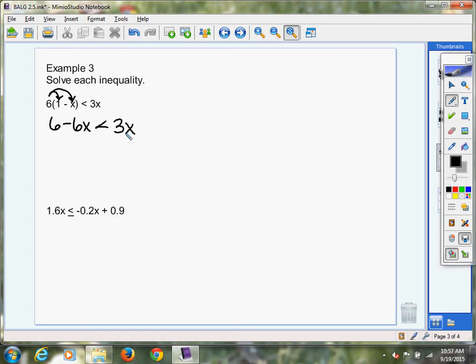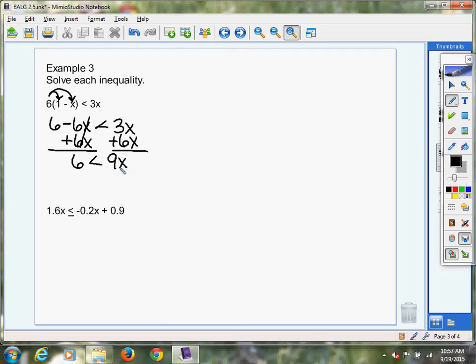So now, let's do like we did in example 1 and example 2. Let's get the x's on the same side. So that 3x is already by itself on the right, so let's move and push that 6x over. How do you undo subtraction? That's right, we're going to add 6x to each side. Excellent. All right, so now we have 6 is less than 9x.